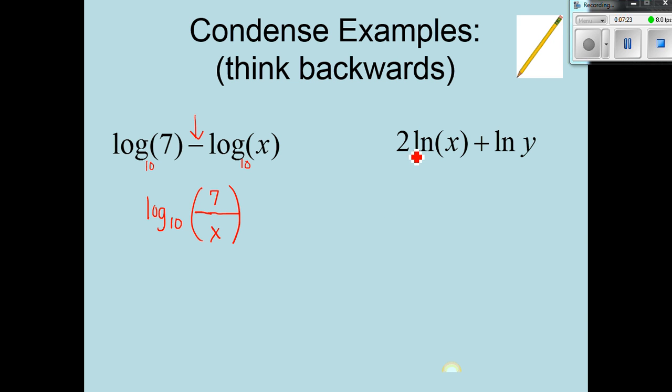Okay, I have 2 ln of x plus ln y. The 2 is a multiplier. That becomes a power plus ln of y. Now I have a plus, which means x squared times y, and that's a product, so it's ln of x squared y. So I'm going backwards. What would it have started with to get the answer we began with?